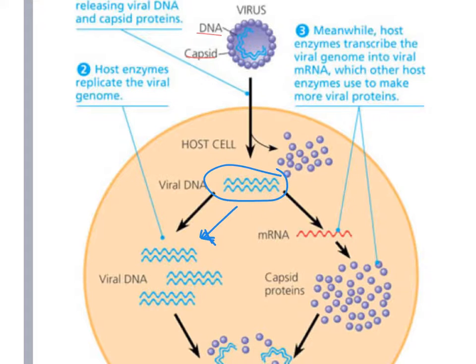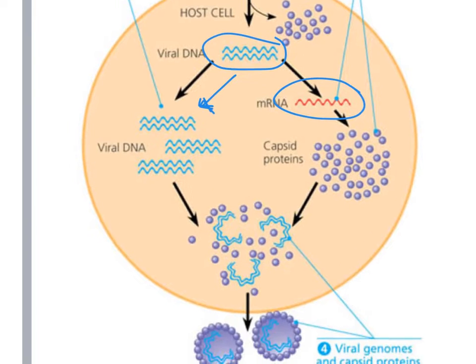Besides the replication of the viral DNA, you also have the transcription. This is where you have the transcription. It says, meanwhile, host enzymes transcribe the viral genome into viral mRNA, which other host enzymes use to make more viral proteins. Let's suppose that you have, again, from the viral DNA you got the mRNA, and from the mRNA you got the proteins.